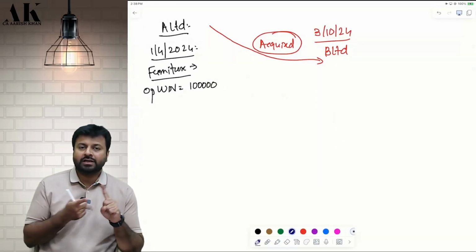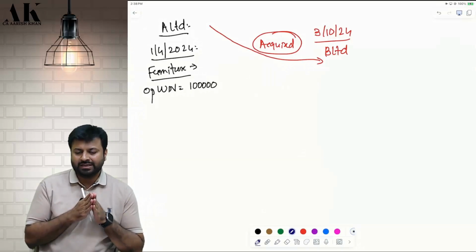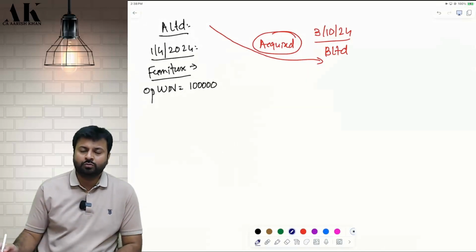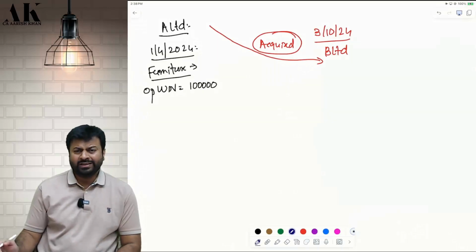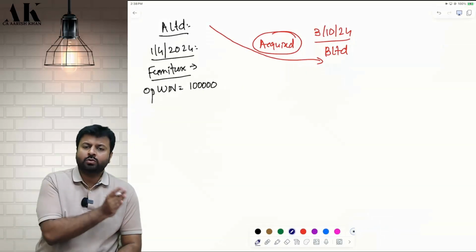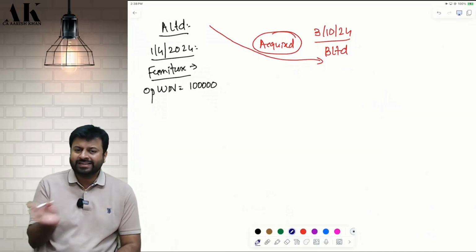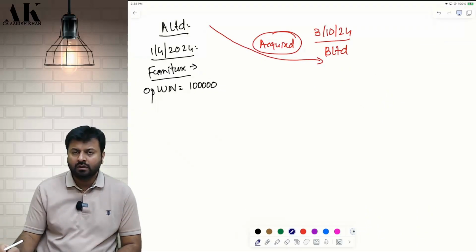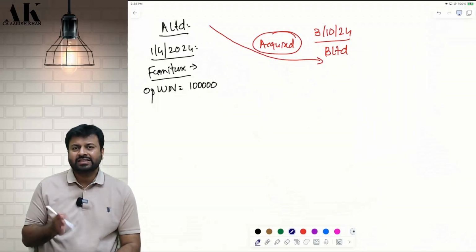What is amalgamation? Merger of two companies. What is demerger? Separation of one company into two parts. What is succession? When an individual is converted into a company, or when a firm is succeeded into a company, it is called succession. In all the cases, there is a change of entity.